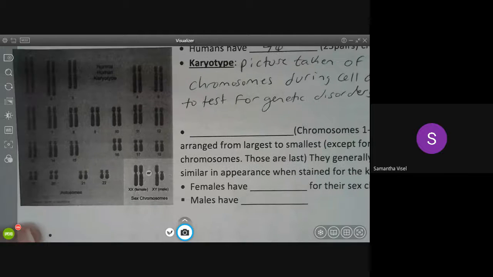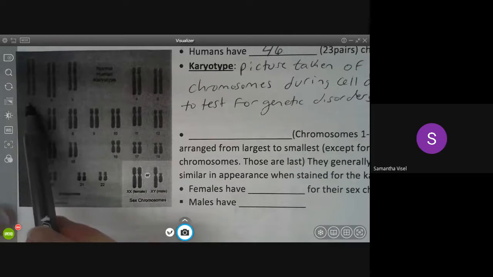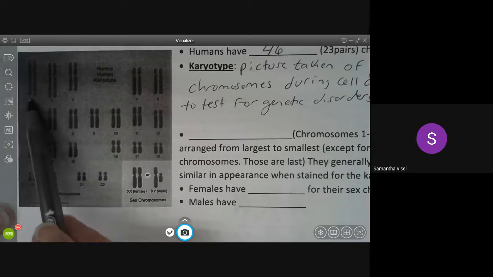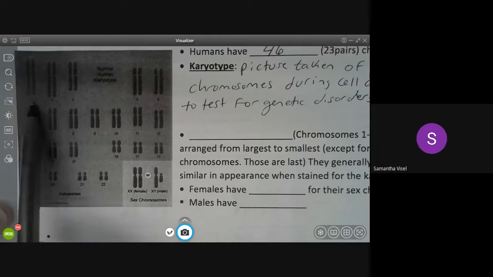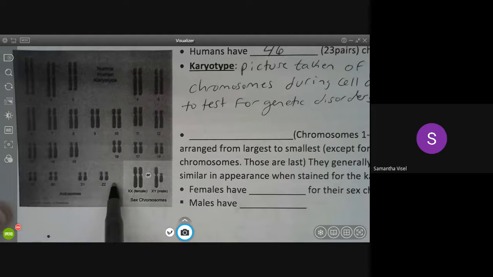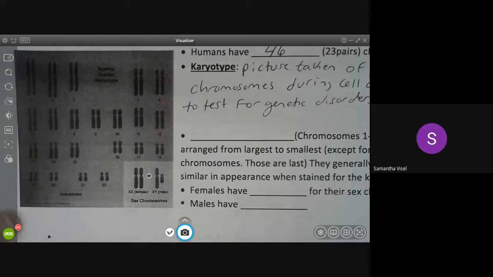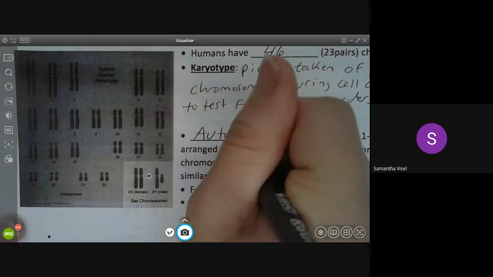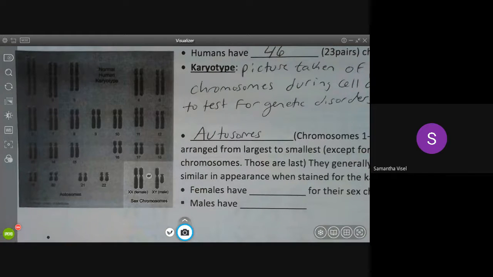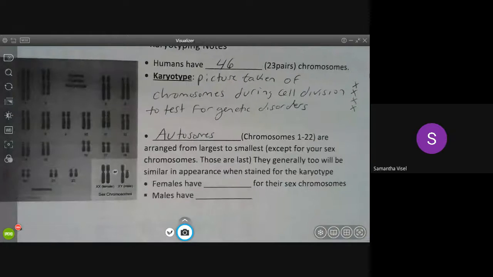Now, if you notice, the chromosomes are arranged from biggest to smallest. We end with the shortest chromosomes at the end. They're also numbered here 1 through 22, and then we have the sex chromosomes at the end. These chromosomes 1 through 22 have a special name that we call the autosomes, and they're arranged from the largest pair to the smallest pair.